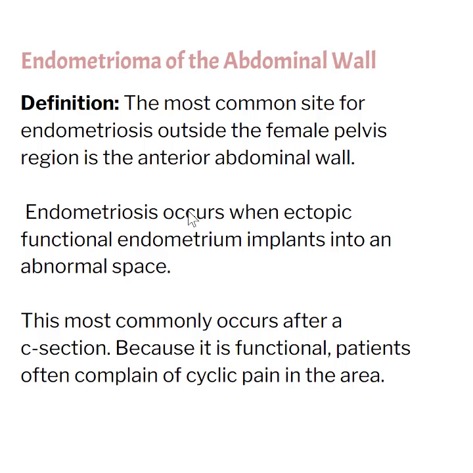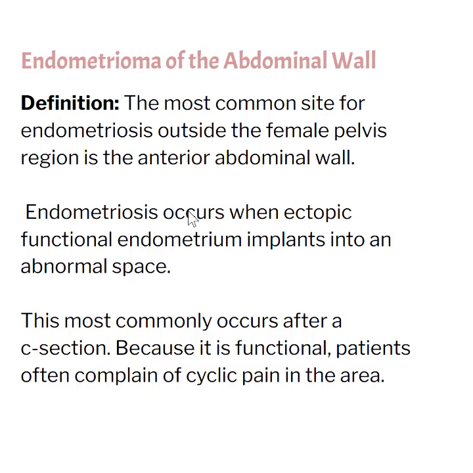Next on our list of abdominal wall pathologies, we're going to talk about endometriosis and the appearance of endometriomas. Now, endometriosis occurs when functional endometrium leaves the uterus and becomes ectopic. Once it leaves the uterus, it can implant anywhere, into an ovary, into bowel, or into the abdominal wall. And it turns out that the anterior abdominal wall is the most common location for endometriosis to occur.